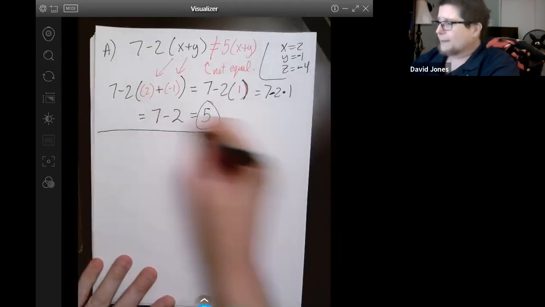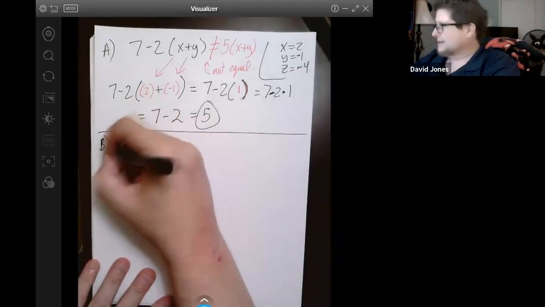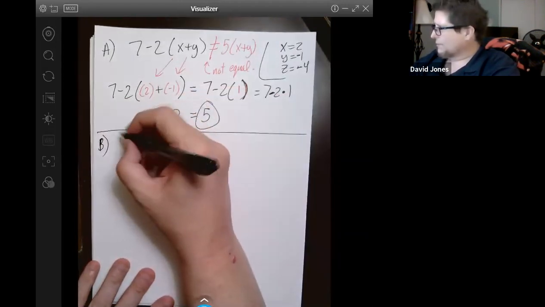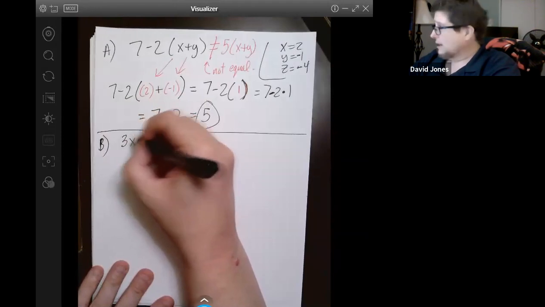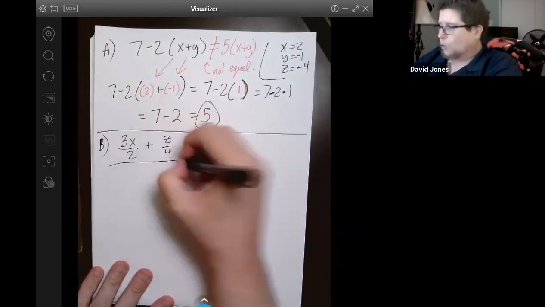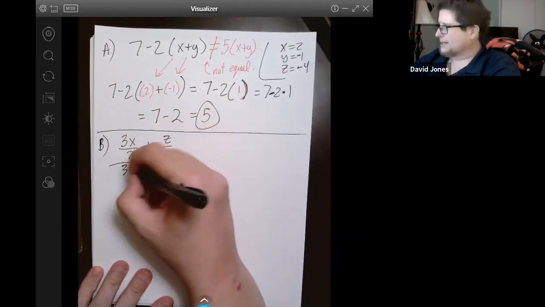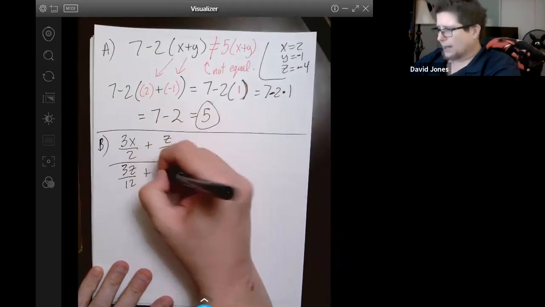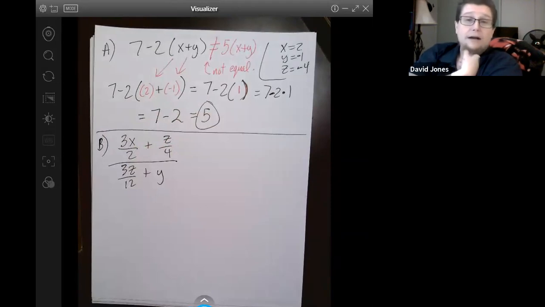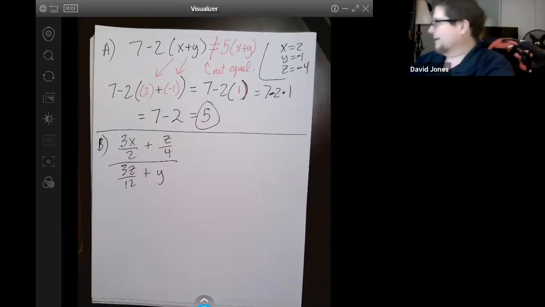Let's give you a complicated one to try. Same values for x, y, and z. Let's do 3x over 2 plus z over 4. Ooh, and then a big parentheses, 3z over 12 plus y. I want you to pause the video and take a second and try to figure out what this value is. And if you get the same answer I do in a second, you're doing good. It doesn't get a whole lot more complicated than this in reality.